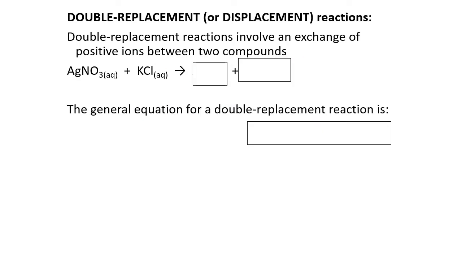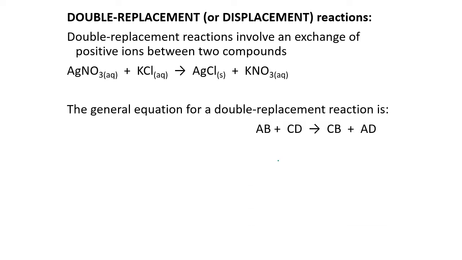All right. Double replacement, double displacement. This is a more complicated one. Double replacement involves an exchange of positive ions. So look, here we have silver, here we have potassium. Those are positives. They are going to switch places. So we end up getting the Ag with a Cl and the NO3 with the K. This is our general form. This looks super crazy, so we have another way of saying it.